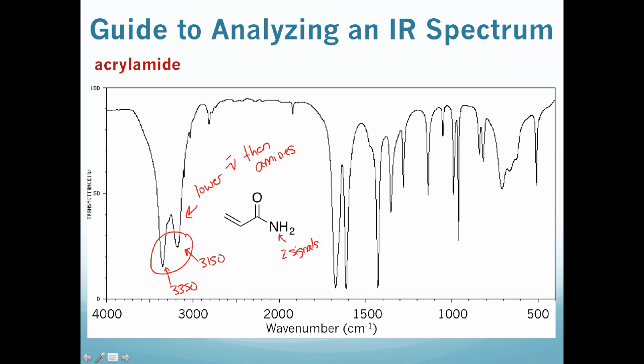Now we should also expect to see sp2 carbon-hydrogen stretches. Remember, those show up just above 3000, and they're actually pretty hard to see in this spectrum because they're sort of buried under the NH stretches, but we can see possibly a couple of those peeking through in this spectrum. Another thing that we can identify, which is very diagnostic, is the C double bond O carbonyl stretch of the amide. And that is right here at about 1680 wave numbers.